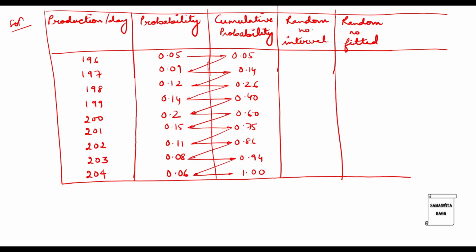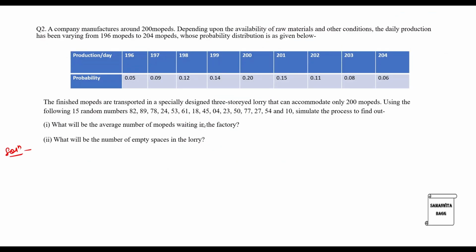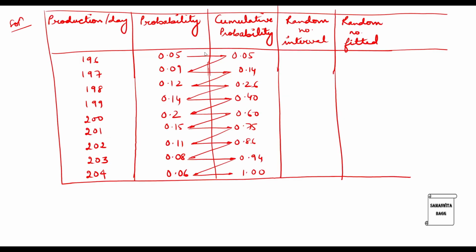Next, I will have to make the random number interval. For that, I'll first check out these numbers given. These numbers are all double-digit numbers. So I will multiply each value with 100. When I multiply, this becomes 5. So if you want, you can just write down these numbers, multiply with 100: 5, 14, 26, 40, 60, 75, 86, 94 and 100. I taught you to subtract 1 from each of them such that I am able to form the interval.